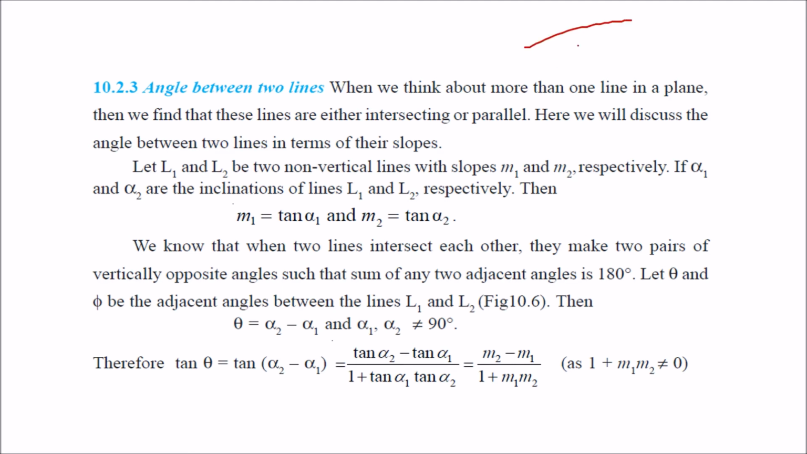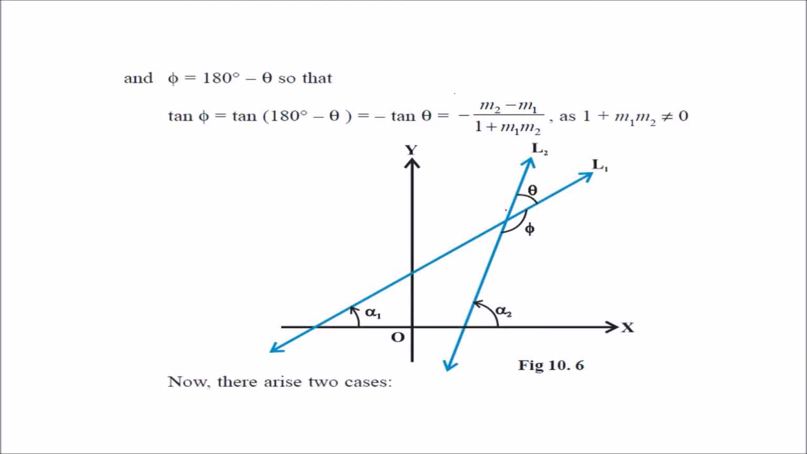Now the angle between two lines. So if you have these two lines and if you are interested in finding out the angle between these two lines, then how are you going to find out? Say you have two lines with a slope m1 and m2, right? Now if you see here, please understand this very carefully. This is alpha 1, the slope of L1. This is alpha 2, the slope of L2. Let us see this angle as theta and let us say this angle as phi.